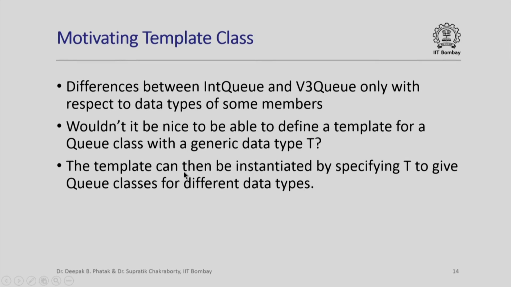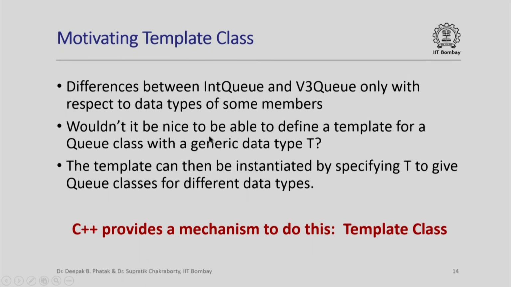Well, since the differences between the int_q and v3q classes are only with respect to data types of some members, wouldn't it be really nice if we could define a template for a queue class with a generic data type T, and then I could instantiate this template by specifying T to be integers in one case, by specifying T to be the v3 class in another case, or I could even specify T to be some other type like double, and then I would get queue classes for different data types. So wouldn't it be really nice to be able to define such templates?